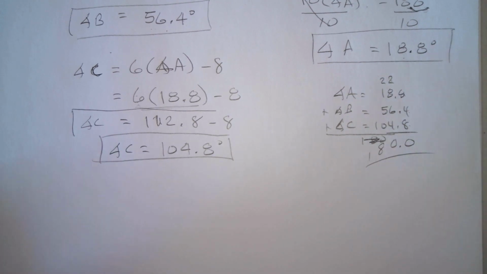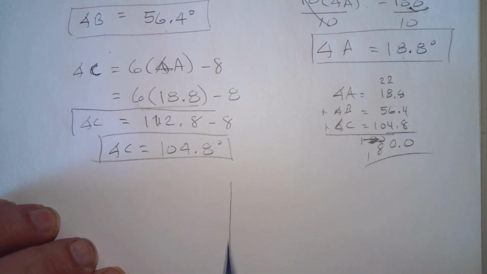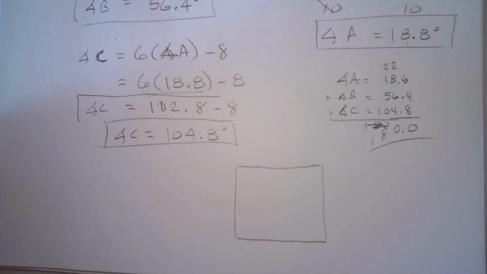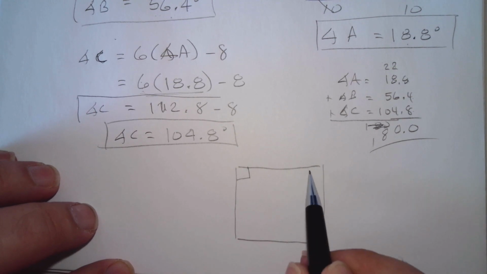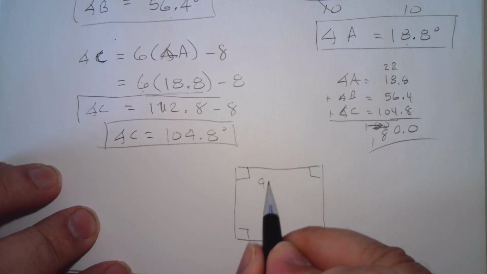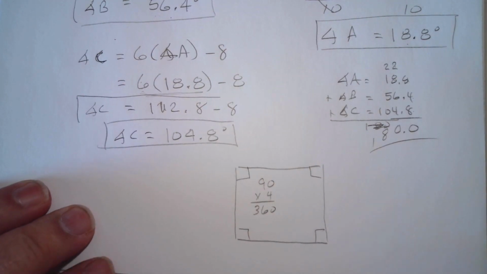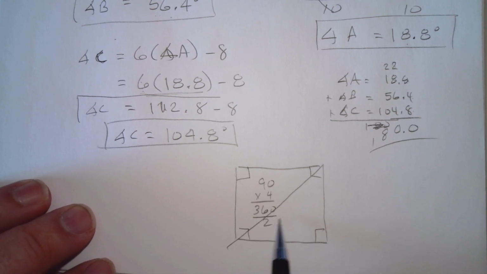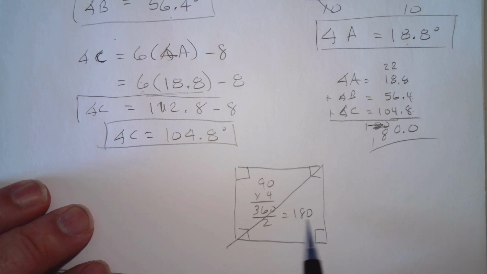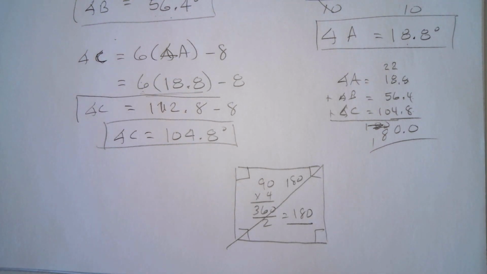Now, earlier we had to figure out, what do we know about internal angles of a triangle? Well, let's figure it out. We know a square or a rectangle has 90-degree angles on all 4 corners. So 90 times 4 is 360. If we cut it in half, half of 360 is 180. So there's a 180 on this side, 180 on that side.